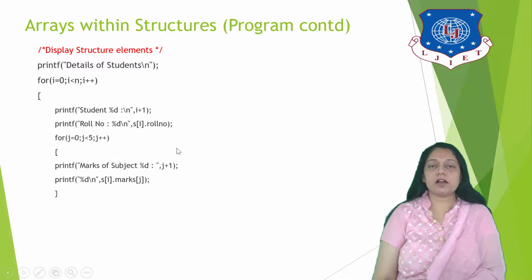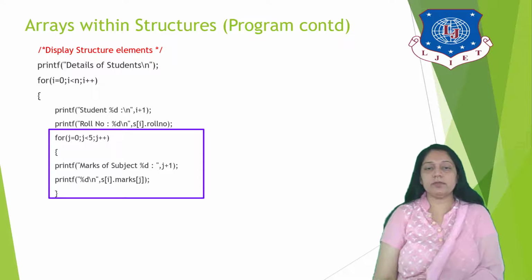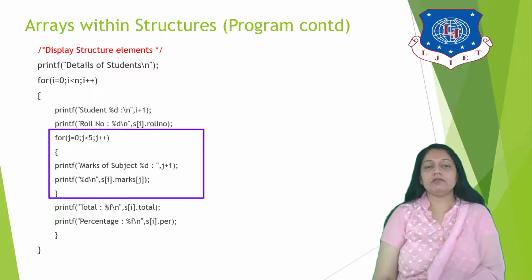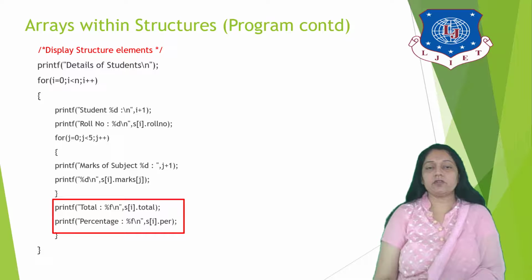Now if I want to display the marks of all the students, again take a for loop. For j equal to 0, j less than 5, j plus plus, because I want to display 5 subjects' marks, and display printf s of i dot marks of j, in a particular format. So printf marks of subject. Now you can see here j plus 1 means marks of subject 1, 2, 3 and so on. It would be displayed. Printf s of i dot marks of j, and after that we'll display the total and percentage, which will be outside the inner for loop. So printf total s of i dot total and printf percentage s of i dot percentage.